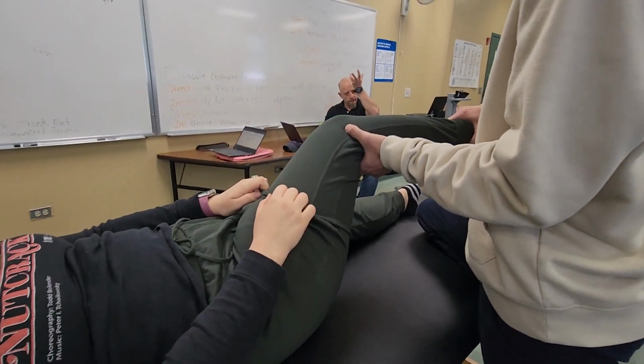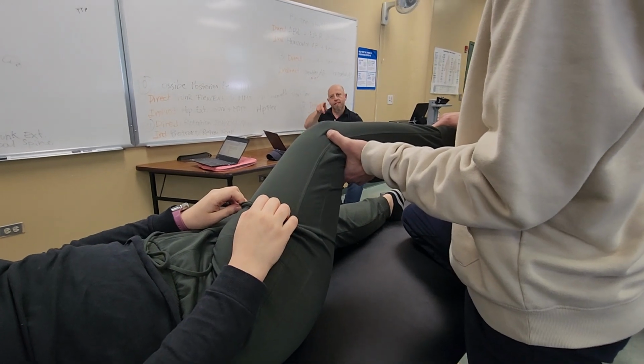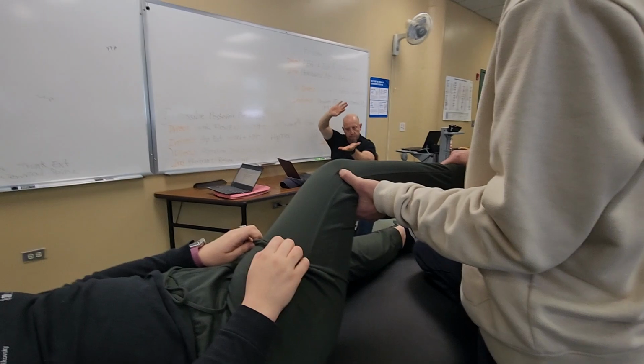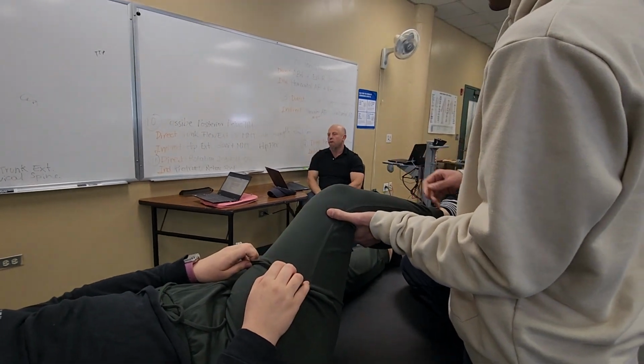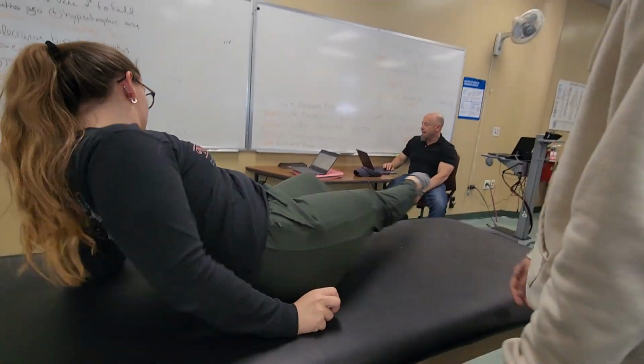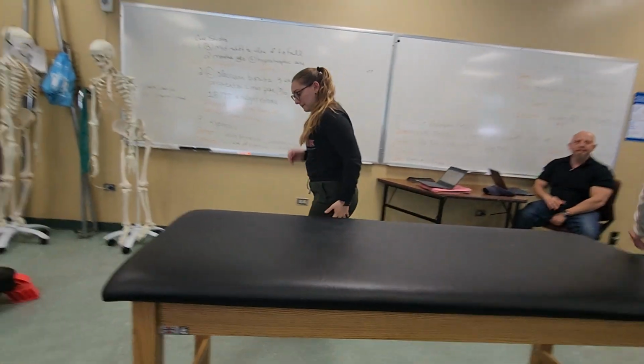You're looking for the tibia to sink down, because in this position, the ACL keeps the tibia up. If the ACL is ripped, it would start falling on my hand, falling posteriorly. Does that make sense? Yeah, for sure. All right, and all those tests happen to be positive.